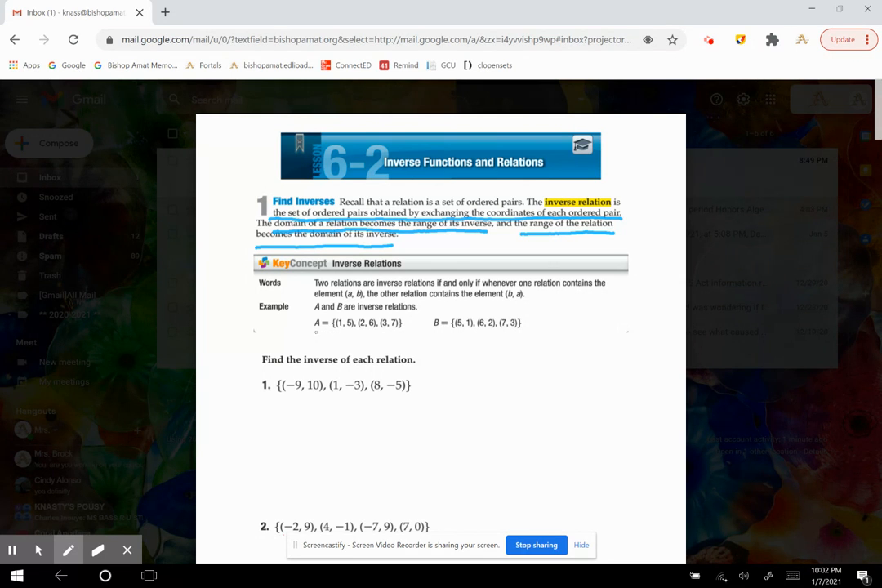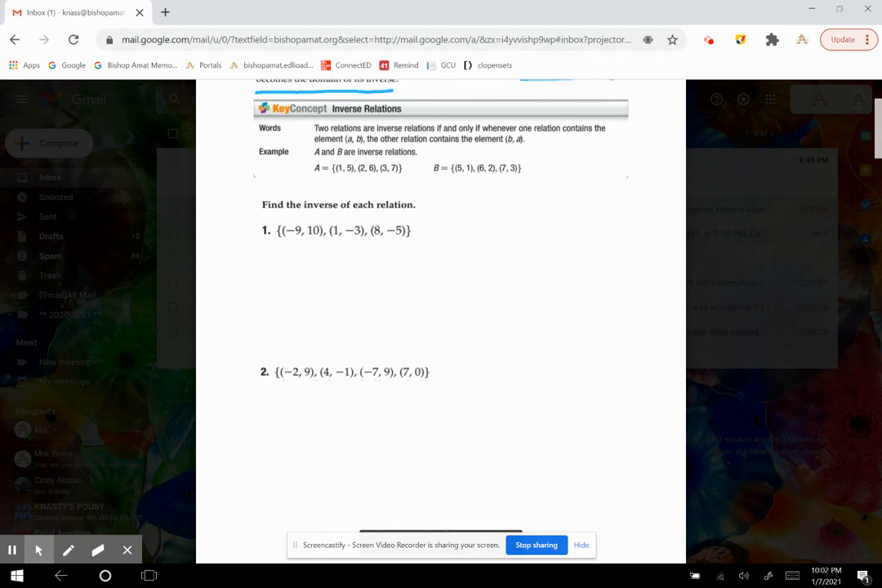Therefore, the inverse of {(1, 5), (2, 6), (3, 7)} is: (5, 1), I change the x and the y; (6, 2), I change the x and the y; (7, 3), I change the x and the y. Easy as that. I'm not trying to trick you guys.